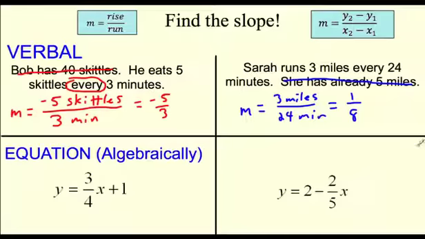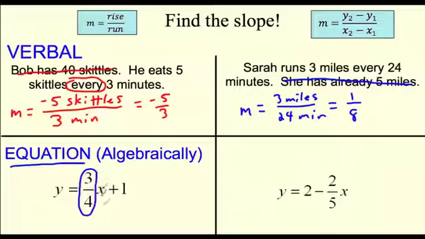Fantastic. So that's verbally. What about algebraically? Well, algebraically in this case is going to mean, let's look at the equation. We're going to talk more in depth about equations in the next section. But for now, I want you to be able to look at this equation and recognize where the slope is. The slope is the number in front of x.